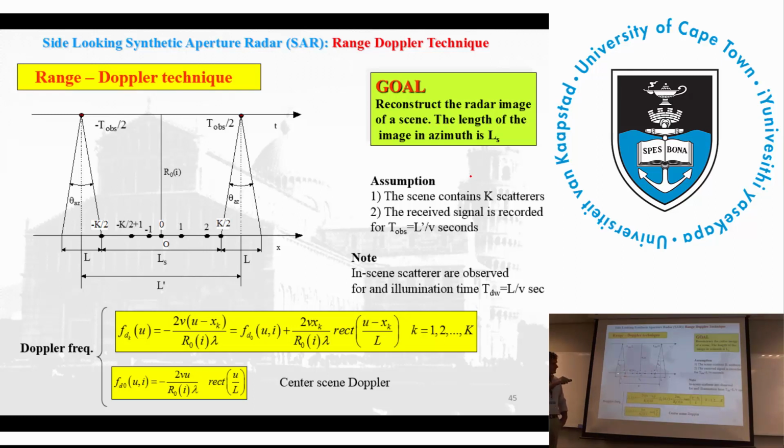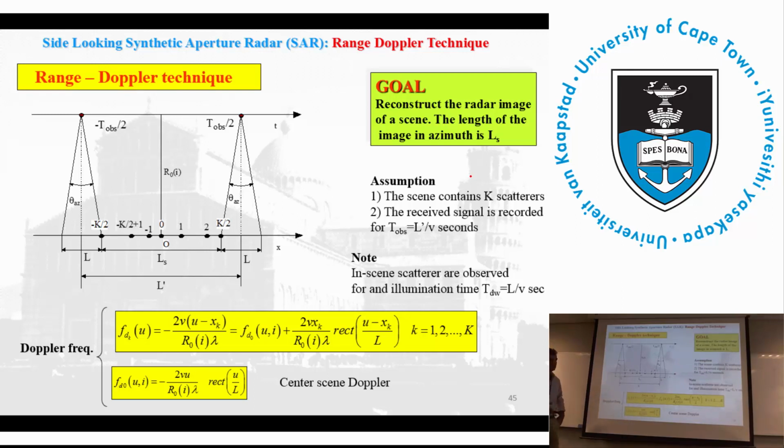Points that are sitting inside this area here, the extra L here and here, will be illuminated only for part of their time. So they will be partially illuminated. These are called in-scene scatterers, whereas these are partially in-scene scatterers. And the scatterers sitting outside here will be out of scene. They wouldn't be illuminated at all, so we don't have to consider them, of course.